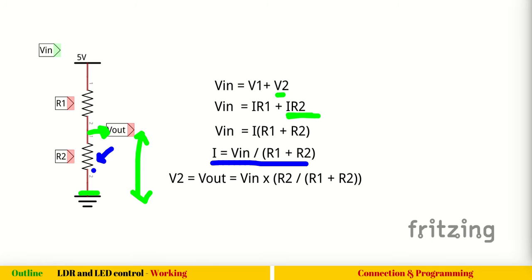So R2 will have a 2 volt voltage drop, and R1 will have 3 volts of voltage drop. So this way, even if R2 changes according to the intensity of light, R1 is constant, so you can measure a voltage at this point. But if you don't have R1 at all and only R2 is changing, you cannot measure any voltage across this R2.